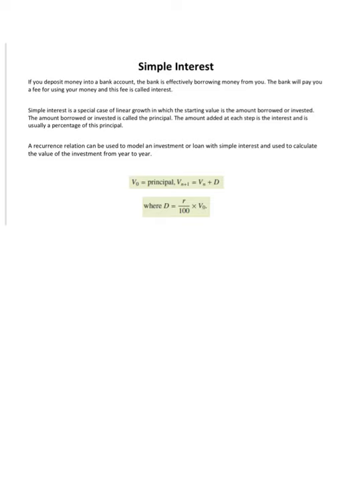Right, now we're getting into the good stuff. So, simple interest. If you deposit money into a bank, the bank is borrowing money from you. So the bank will pay you a fee for using your money, and this fee is called interest.